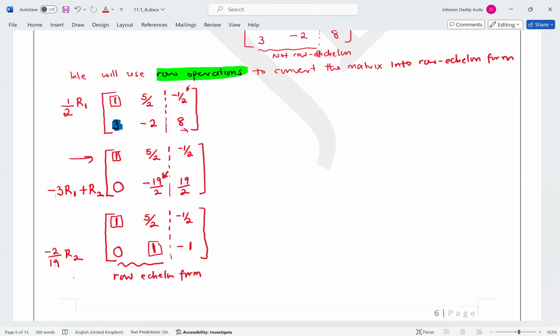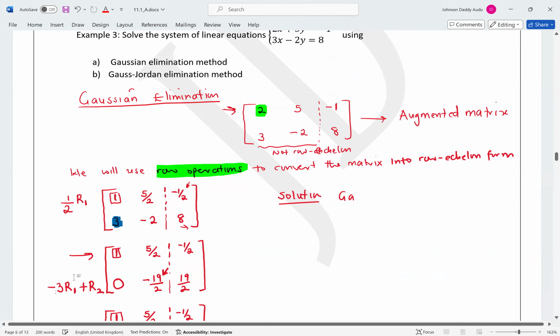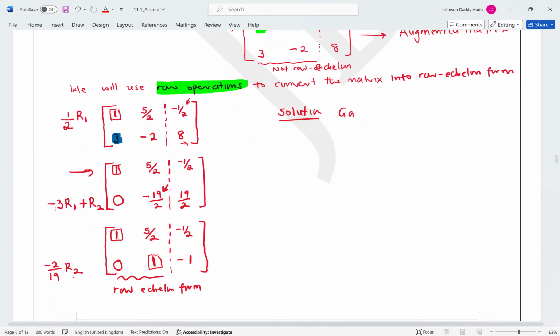Now let's see our solution. This is when we are using Gaussian elimination, so don't forget we're using Gaussian. For Gaussian, once you have your echelon form, remember this coefficient here is for x, and this is for y. So you can take the final answer for y. You can see that y is just going to be minus 1. And then now you have to do back substitution.